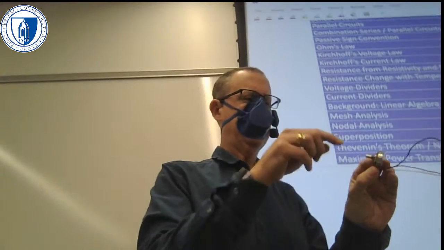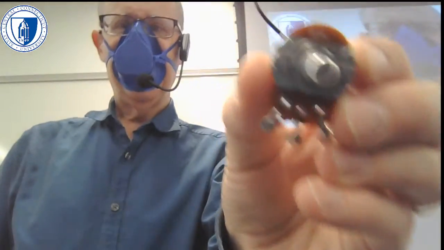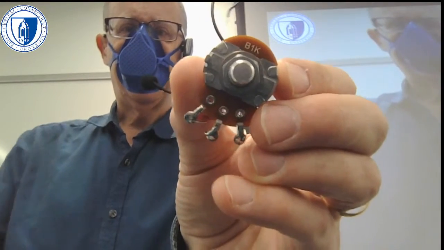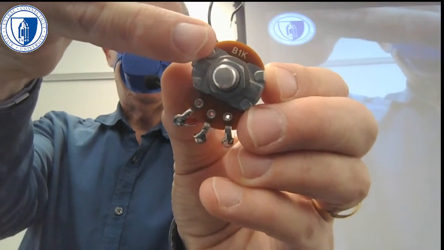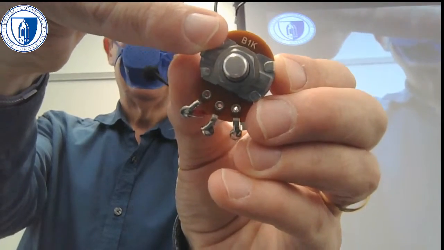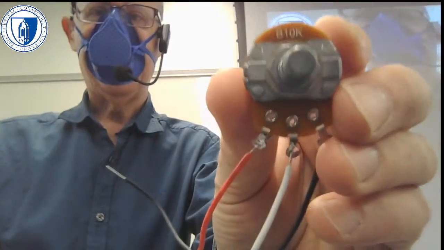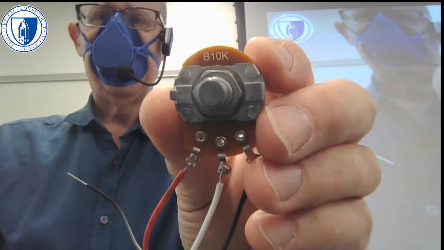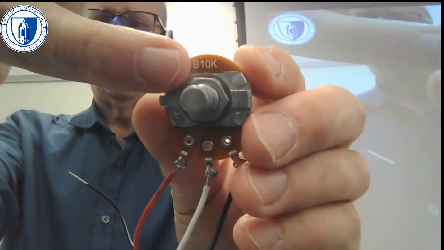But it's pretty clear if you just look on the, let's see if I can show it on the screen maybe. If you just look at the top there, this one says B1K, right? So that's a 1K potentiometer, and let's see if I can show you a B10K, right? That one's saying B10K up at the top there. So it's pretty easy to figure it out.